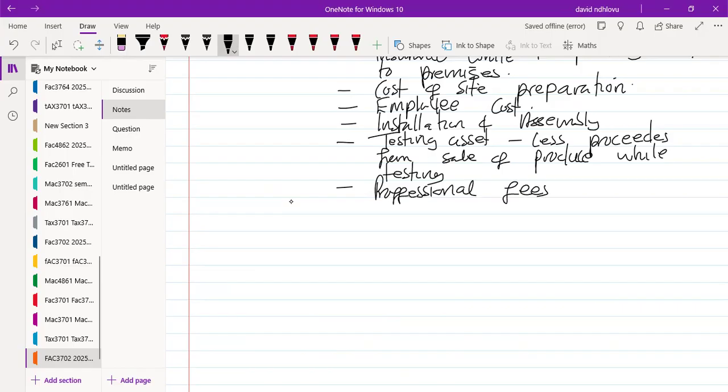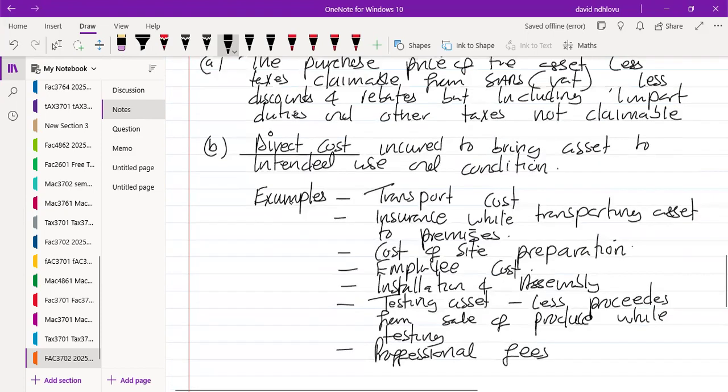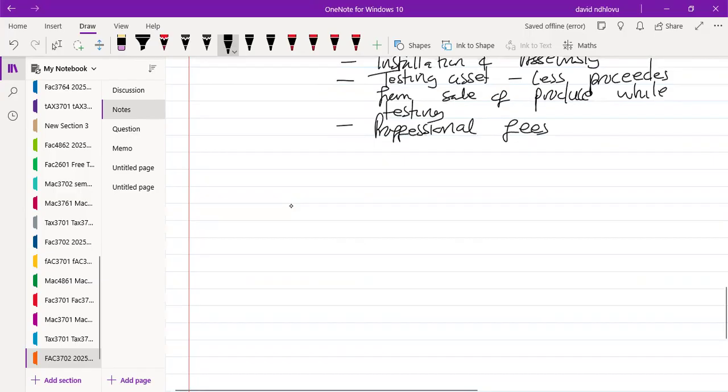If you are building a structure, you will have engineers and architects who will come and help you with the construction process. All those things you are going to add to the cost. Now remember, the following are excluded from the initial cost of the asset.